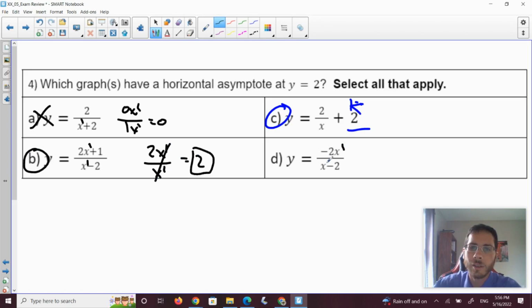Over here, I've got x to the first, x to the first. This is negative 2x to the first over x to the first. That's going to be negative 2. So that's not right. I don't want to have negative 2. I want to have a horizontal asymptote at 2. So I think B and C are going to be my 2 choices.